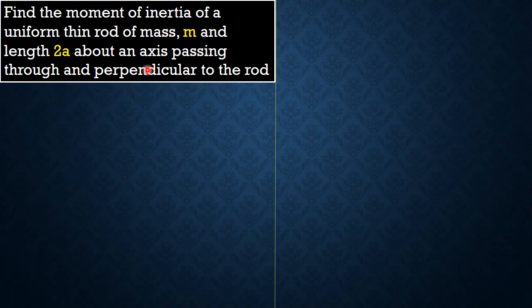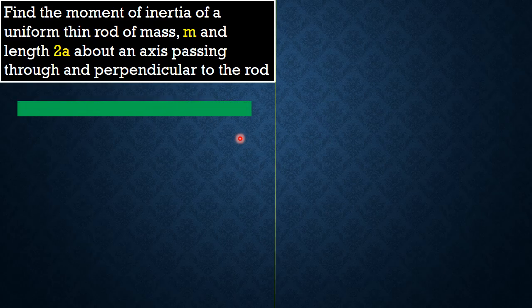Awesome friends. So the question reads that you should find the moment of inertia of a uniform thin rod of mass m and length 2a about an axis passing through and perpendicular to the rod. Great. So friends, as always, let's have a small diagram. Let's have the rod of this form. They say the rod has length 2a, right?